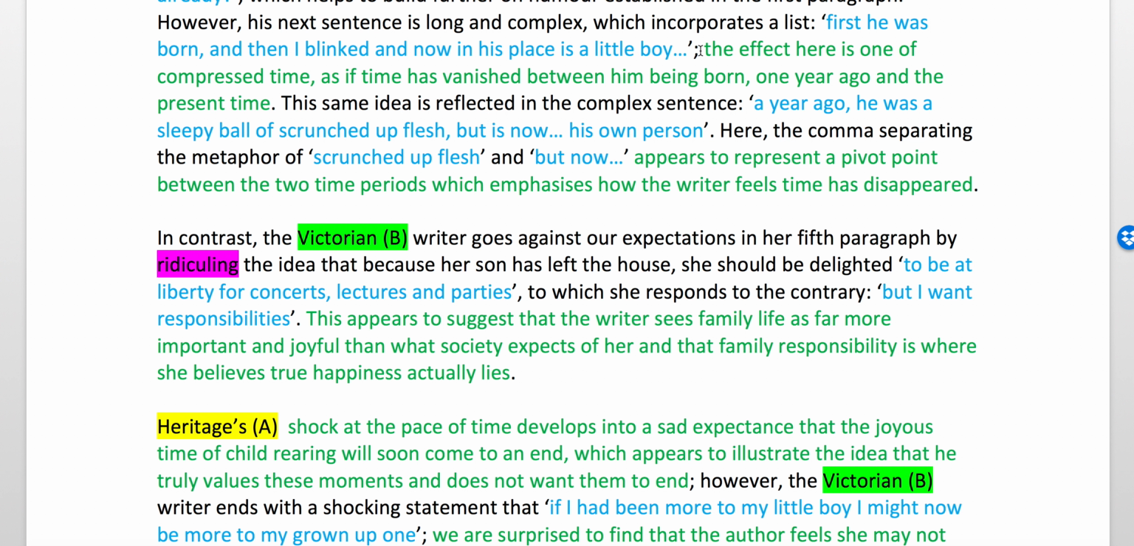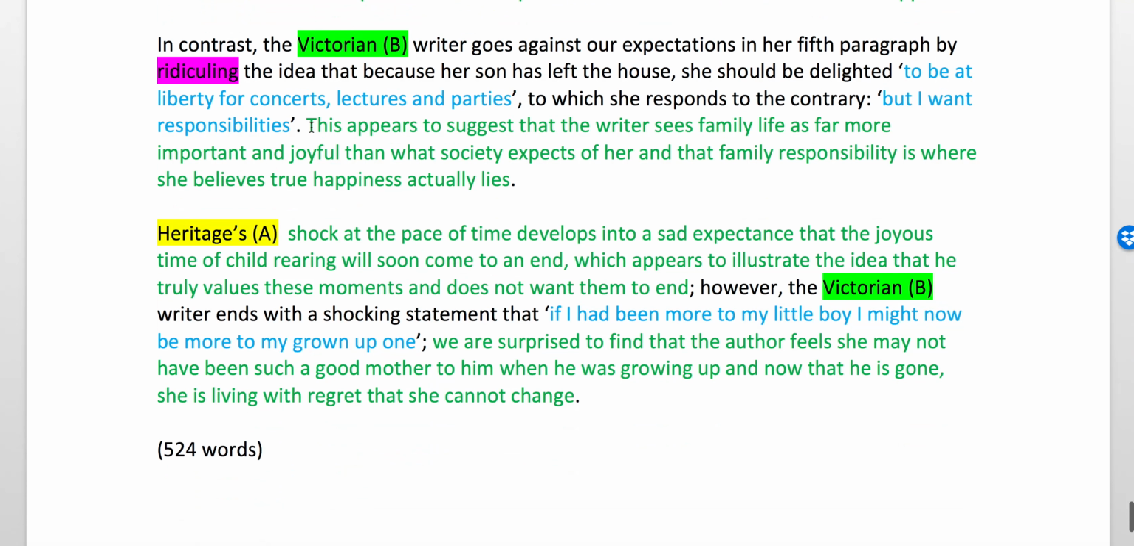So the effect in the next one is one of compressed time, as if time has vanished between him being born 1 year ago and the present time. So that again is the author's perspective. He feels as though time has just sort of vanished and disappeared. And I've said the same in the next one.